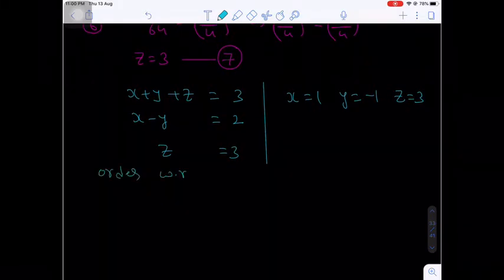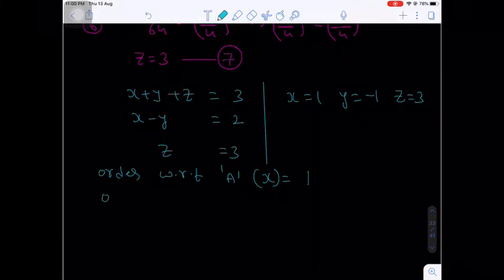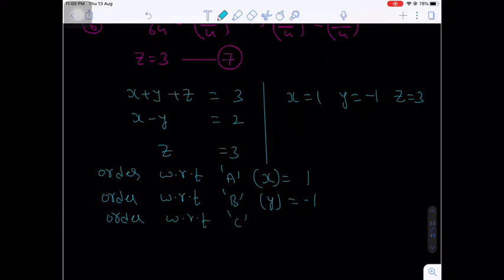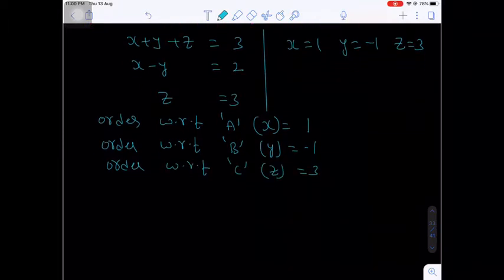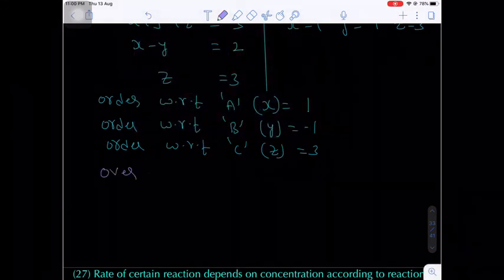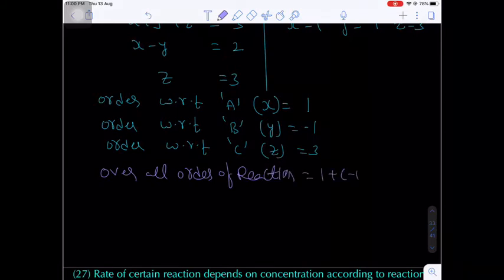So finally what I am writing, order with respect to capital A, that will be first order. Order with respect to capital B, that is y, minus 1. Order with respect to C, that will be z, that is equal to third order. Okay, now what is the overall order of reaction? That will be equal to 1 plus minus 1 plus 3. So overall it is third order kinetics.